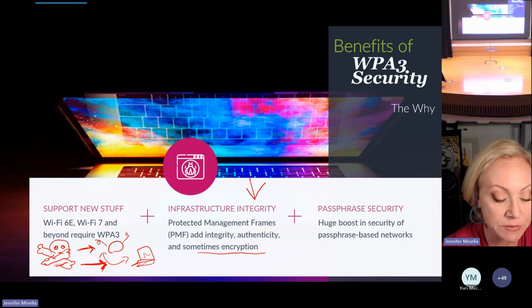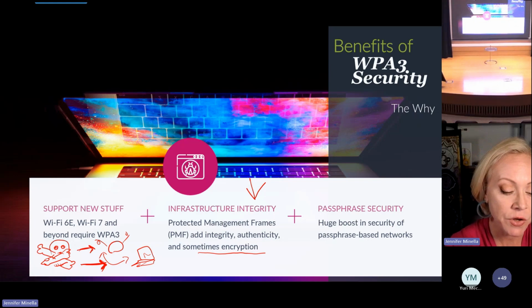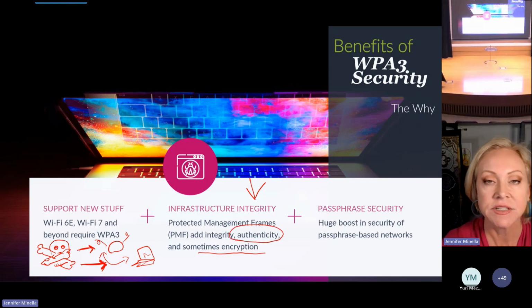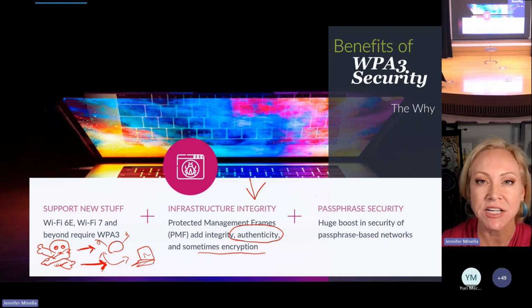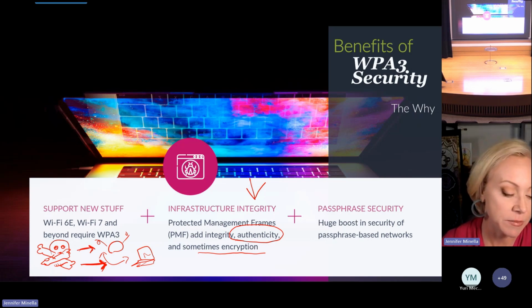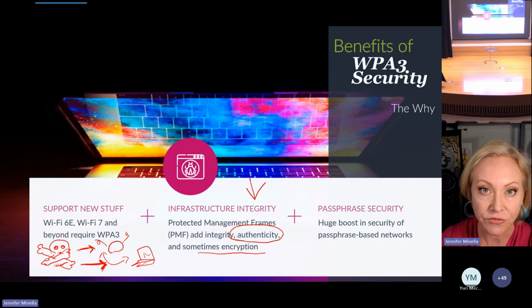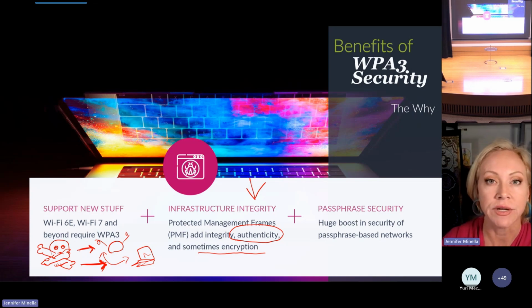So protected management frames are really cool. And what they're really doing is adding this authenticity to say that really did come from the AP that I'm connected to, or it really did come from the endpoint that's communicating to the AP. So that's a huge thing. And we get that throughout everything that's WPA3. And I'll talk about that again in a second here.